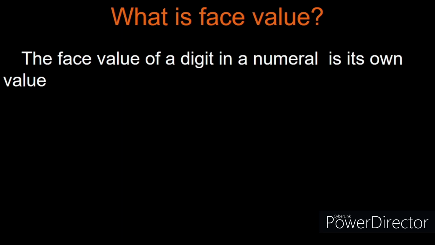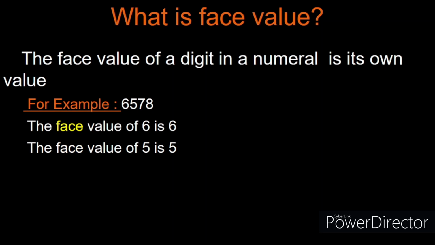The face value of a digit in a numeral is its own value. For example, 6578. The face value of 8 is 8, the own value is the value. The face value of 7 is 7, the face value of 5 is 5, and finally the face value of 6 is 6.